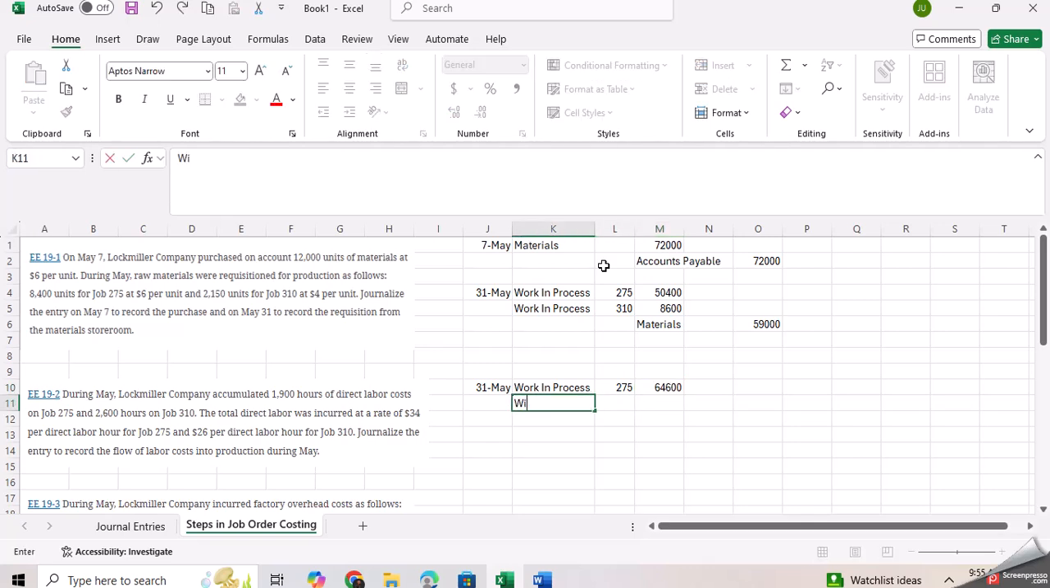And then for the other job, 310, it was 2,600 hours at $26. And then we're going to put that to wages payable.